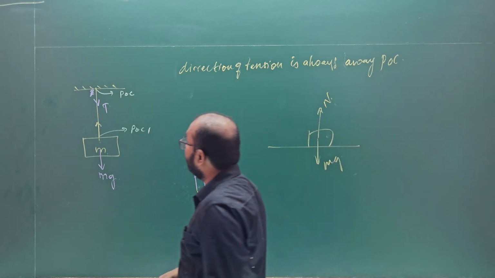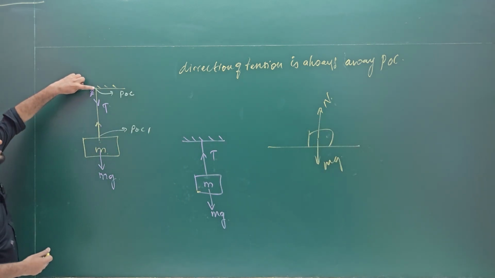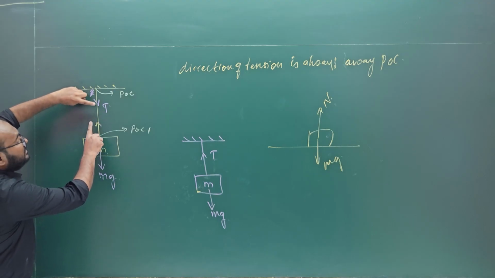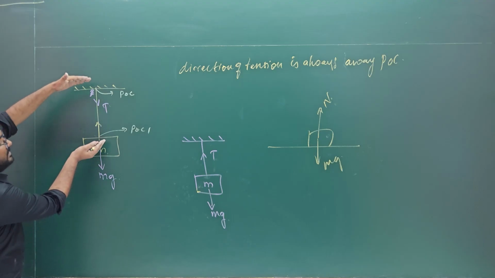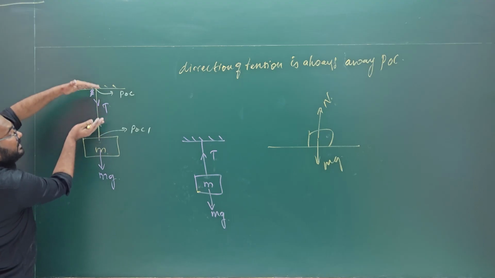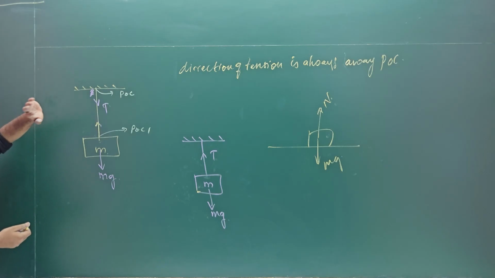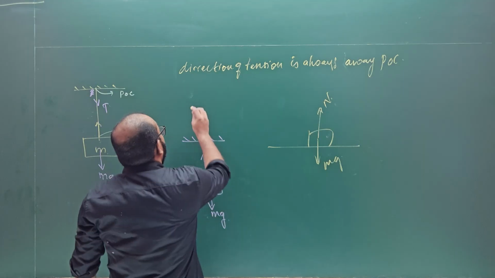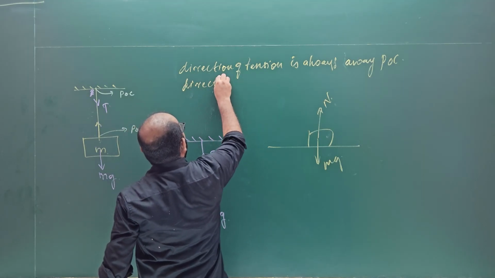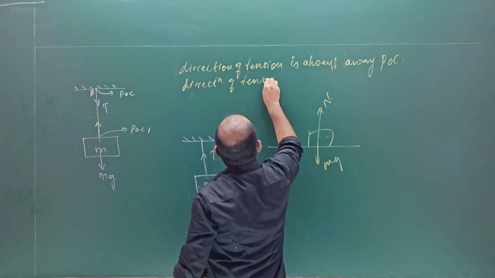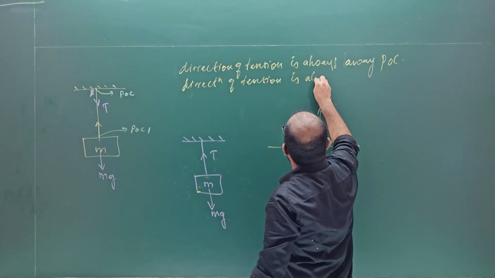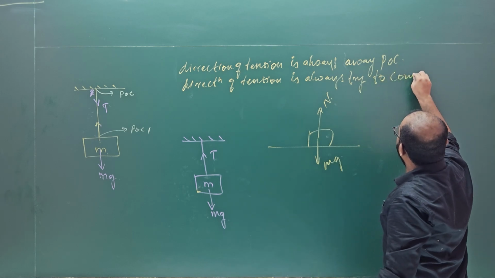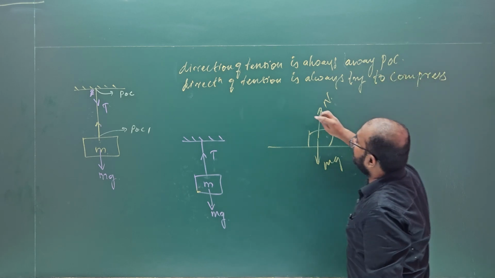Check this one also. This is the point of contact. Yes, this is also the point of contact where this tension is being directed towards each other. Now that means it is trying to compress the string or increase the string? Compress the string. So the direction of tension is always trying to compress the string.